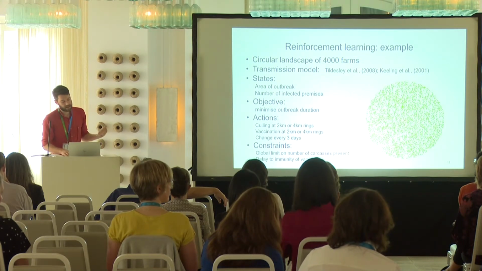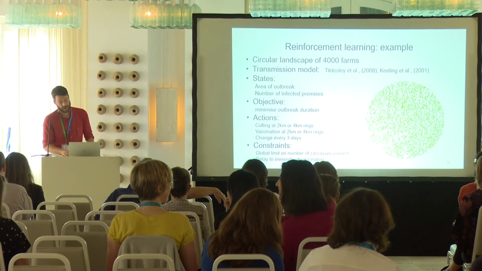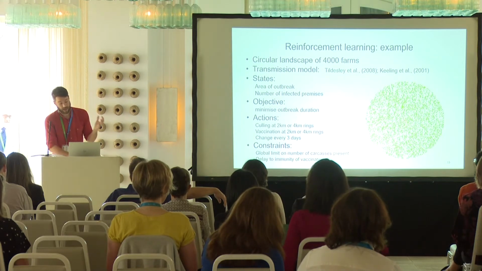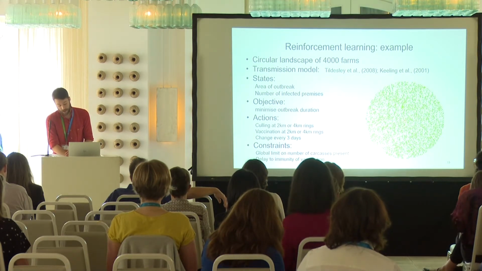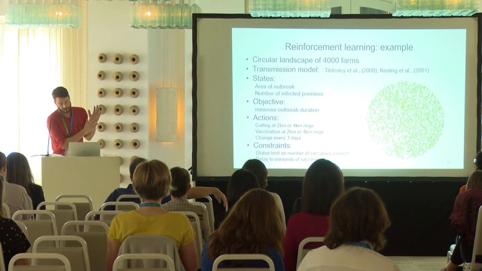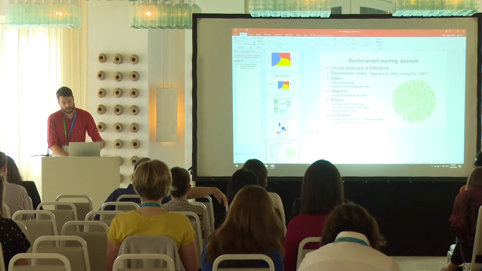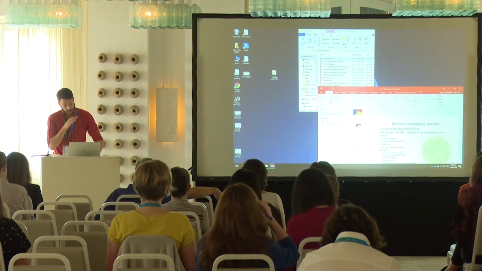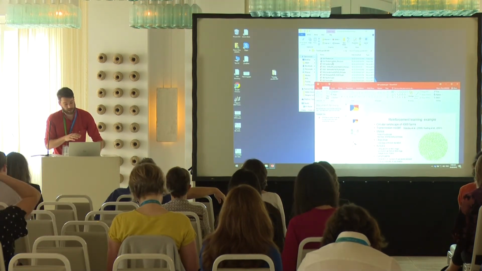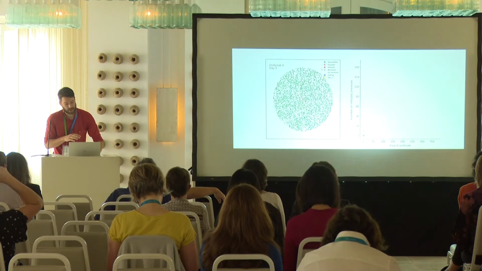And there were constraints in the simulation. There was a global limit on the number of carcasses that were possible to be present at any one time. And there was a delay to immunity, and we varied across those different constraints. So we ran 100,000 simulations for this algorithm to learn.